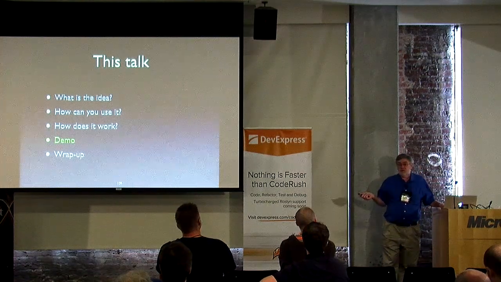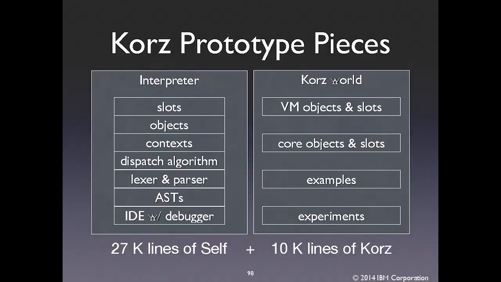Well, I'll show you a demo of the prototype. By the way, here's what's in the prototype. Here's as far as we got till we were defunded in this work. It's 27,000 lines of Self and a bunch of core examples.